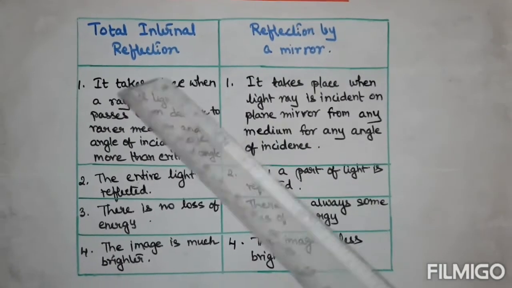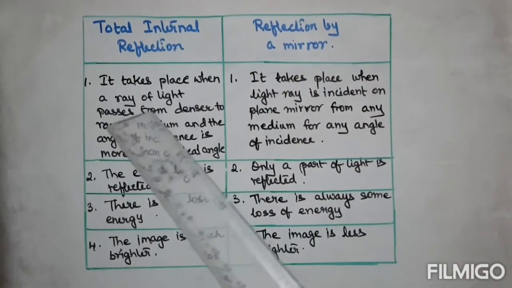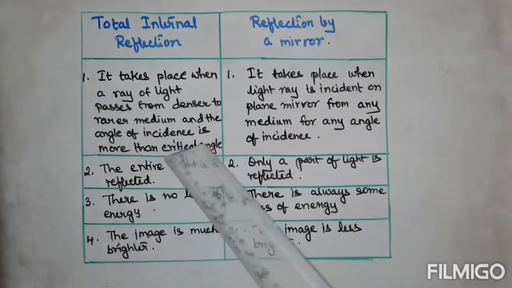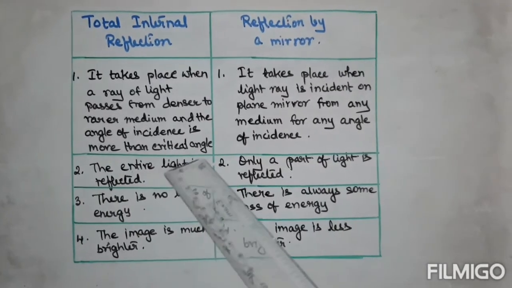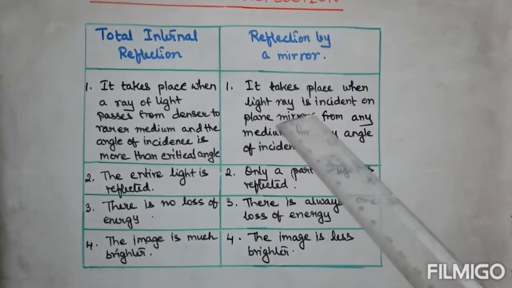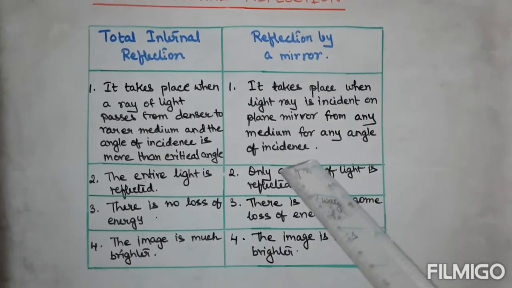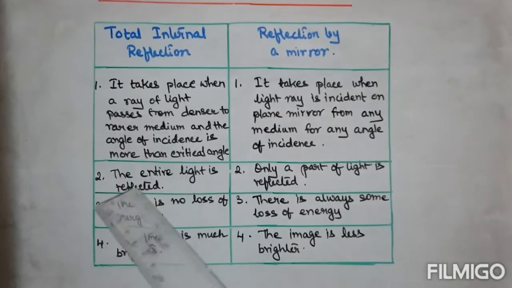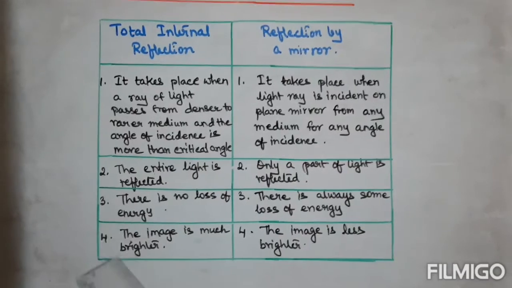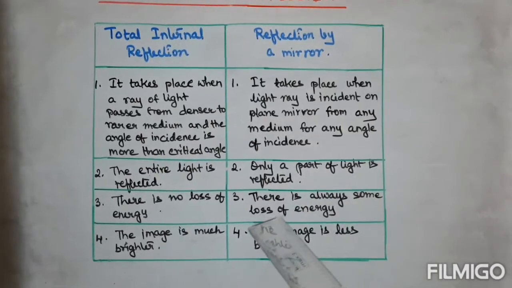Difference between total internal reflection and reflection by a plane mirror. Total internal reflection takes place when a ray of light travels from denser to rarer medium and the angle of incidence is more than the critical angle. Whereas reflection takes place when a ray of light is incident on a plane mirror from any medium for any angle of incidence. In total internal reflection, the entire light is reflected back to the same medium, whereas in ordinary reflection, only a part of light is reflected.